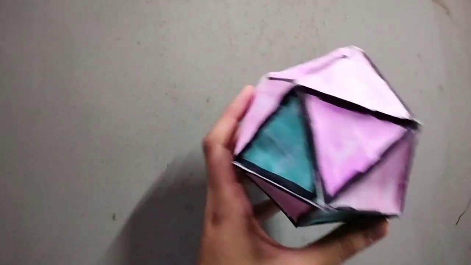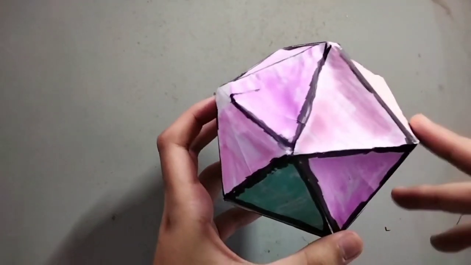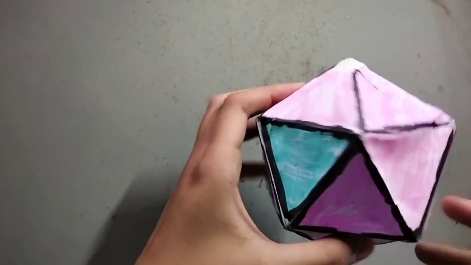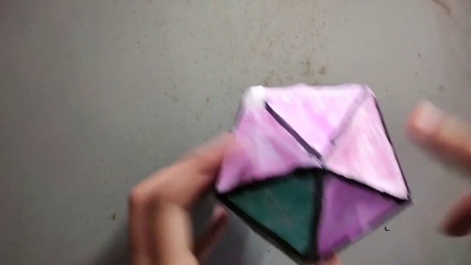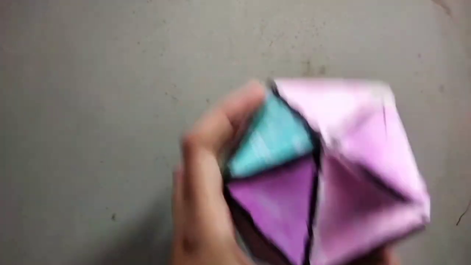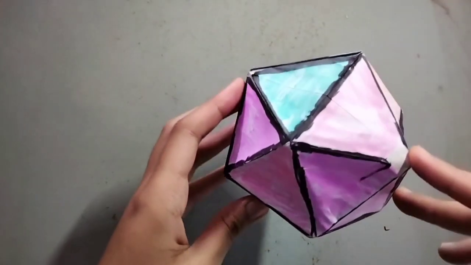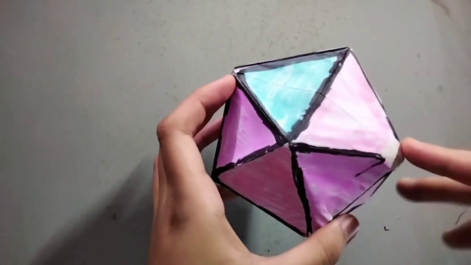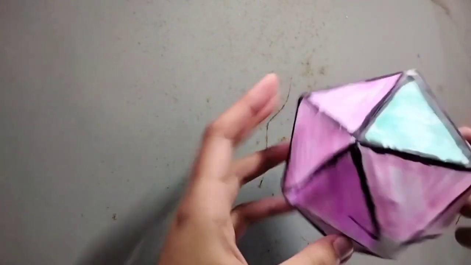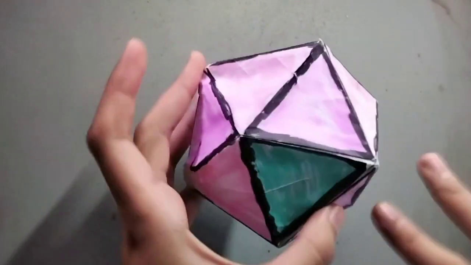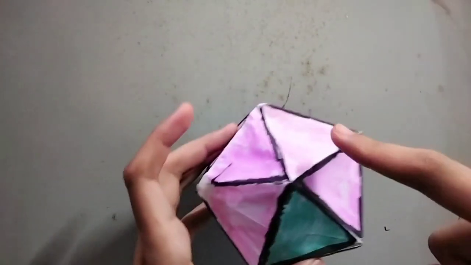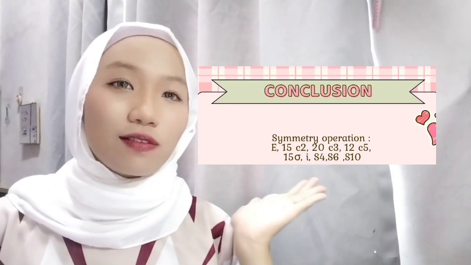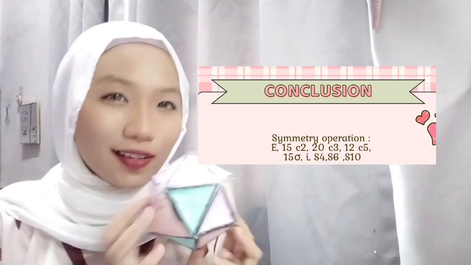For S6 we can rotate it about 60 degrees and do a reflection. It will still give the same result, so that's why we have S6 here. For S10 we can rotate 36 degrees and need to rotate 10 times to complete 360 degrees. That's why this compound has S4, S6 and S10. This is the list of symmetry elements for the icosahedron.